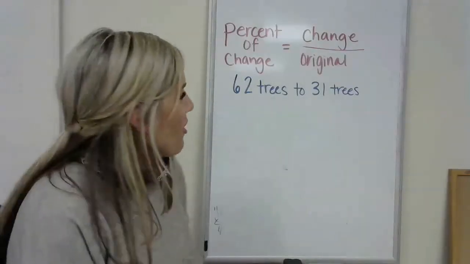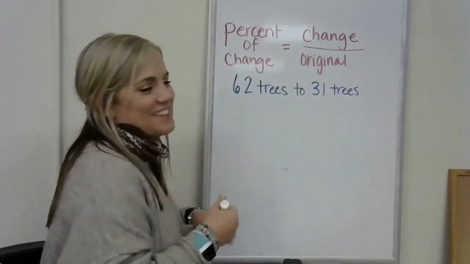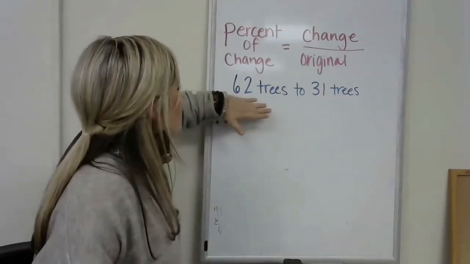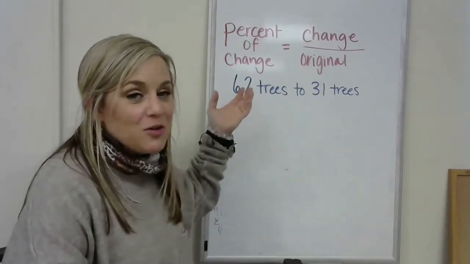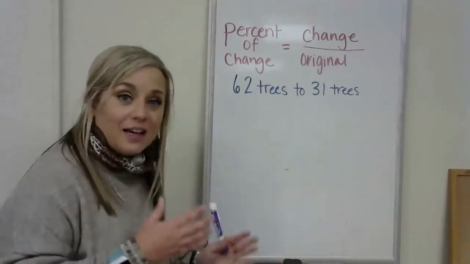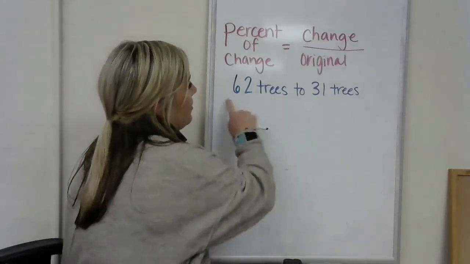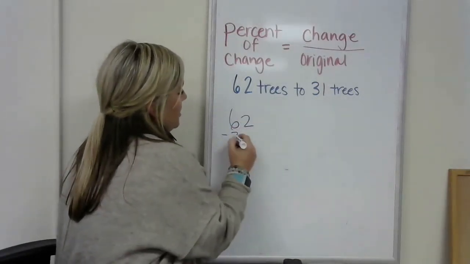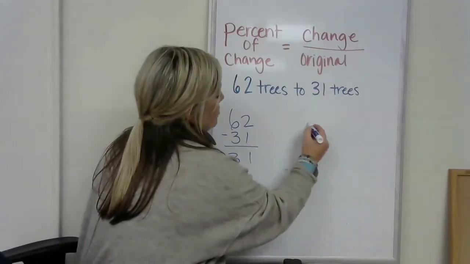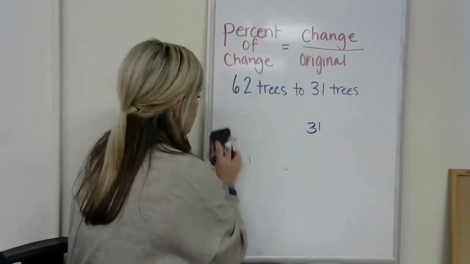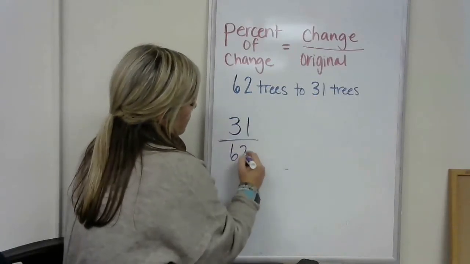And we're back. All right, so let's look at this. Okay, so now we have 62 trees to 31 trees. Obviously, we had 62 and now we only have 31. So somebody went outside and cut some trees down. So this is considered a decrease. So we're still going to find the change from 62 to 31, which is 31. All right. So we're going to do 31 over our original. Sorry. Our original amount was 62 trees, right?